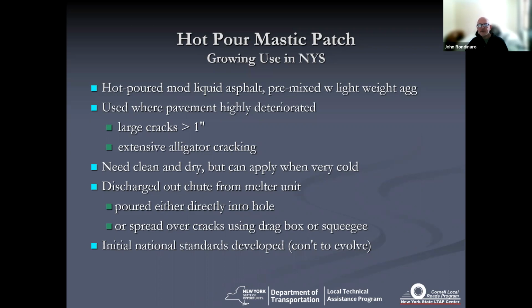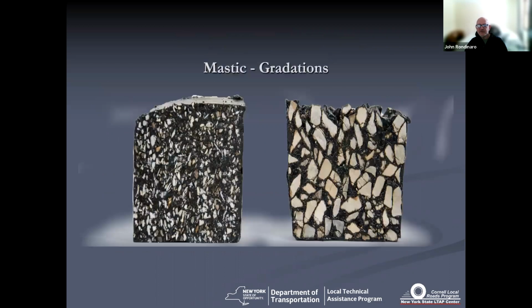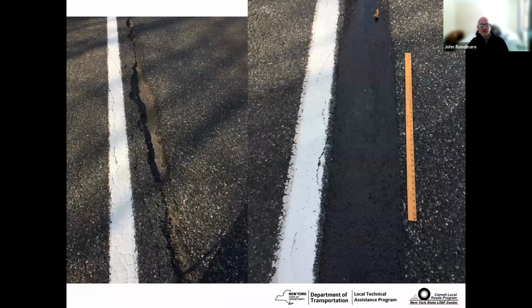There are some initial national standards out there, and they're continuing to evolve. So here's what the gradations look like. You've got a fine aggregate gradation, which you use for your thin applications to cover up your alligator cracking, or you've got the coarse aggregate gradation, which you would use to fill large cracks or big potholes. And this is what it looks like out in the field. You've got a big crack. Crack sealer just wouldn't work to deal with this crack.